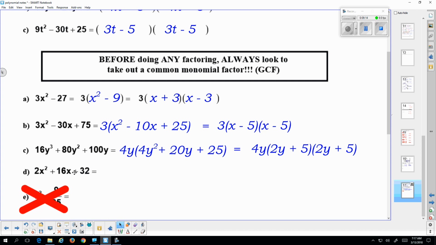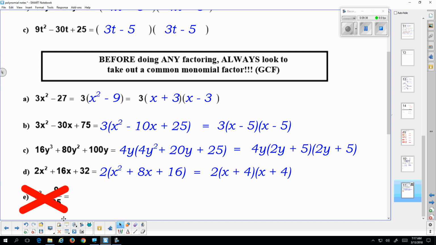One more. Do you see a GCF? Yeah, our GCF would be 2. And then once again, perfect square in the front, perfect square in the back. Just take the square root of each of them. And we get x plus 4, because the square root of 16 is 4. And remember, the 2 is out front.